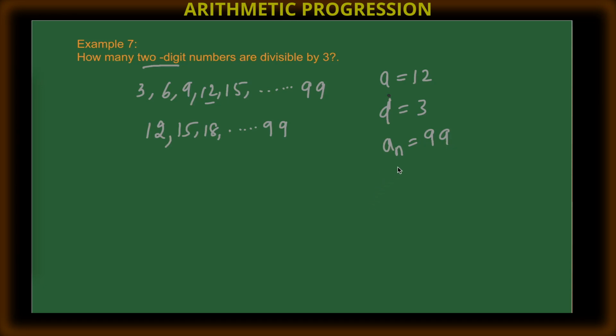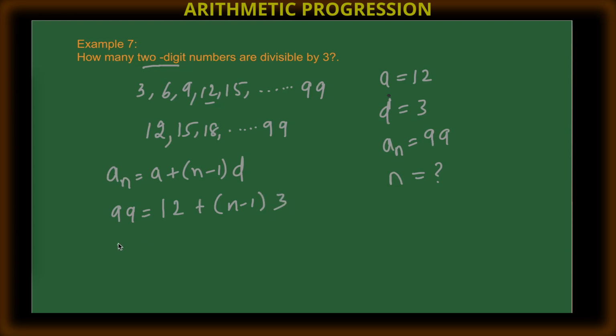By looking at this, which formula can we use to find the n term? Do we know n? No, we don't know at what position it comes. So let's find it using the standard formula for the nth term: an equals A plus n minus 1 into d. So an is 99, equal to A, which we know is 12, plus n minus 1. What is D? D is 3.